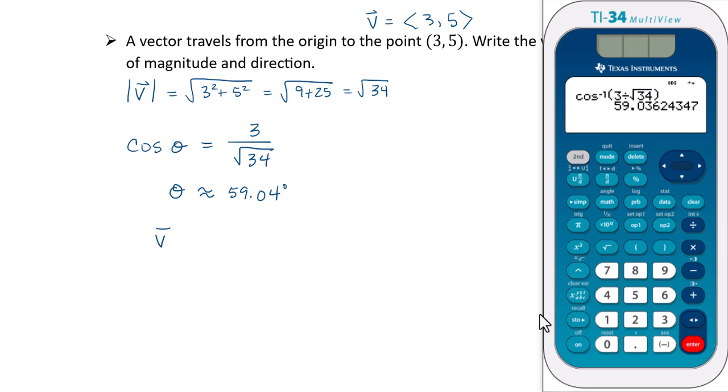So this means my vector v is equal to the square root of 34 times the cosine of 59.04 degrees i plus the square root of 34 times the sine of 59.04 degrees j.